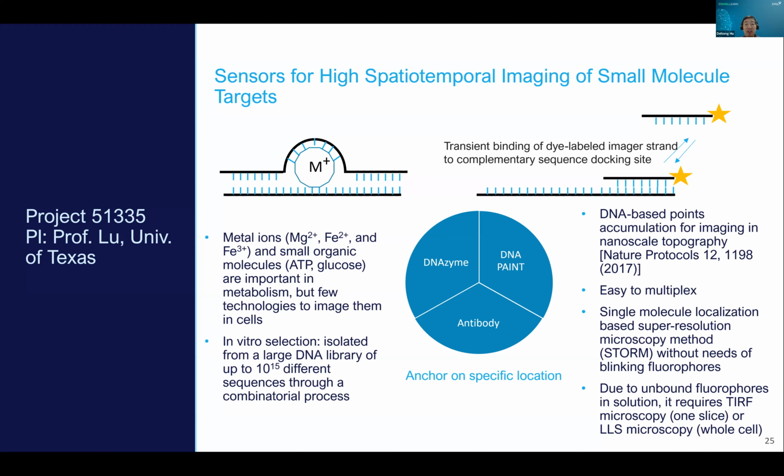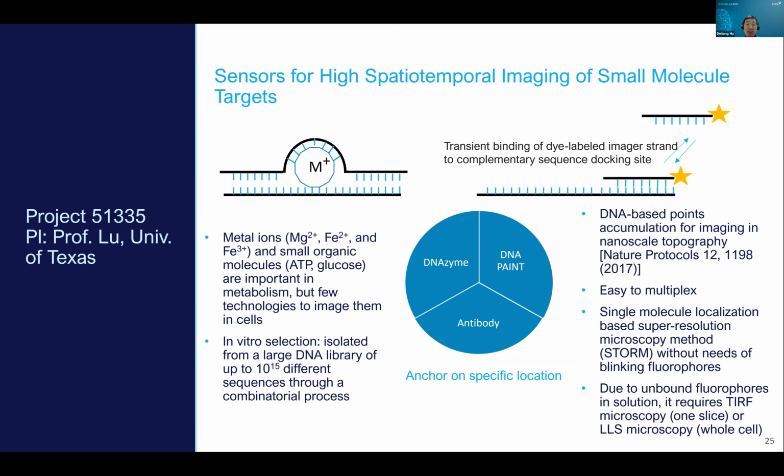Basically, this method uses a small DNA oligomer labeled with a fluorescent dye. The sequence is complementary to the sensor, so it can transiently bind to the sensor and then diffuse away. Since it has a fluorescent dye, we can do fluorescent imaging. The nice thing about DNA-PAINT is that it's easy to multiplex. We can use different dyes and different sequences for different sensors.